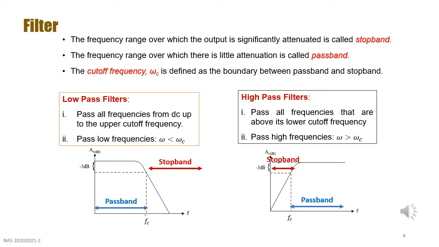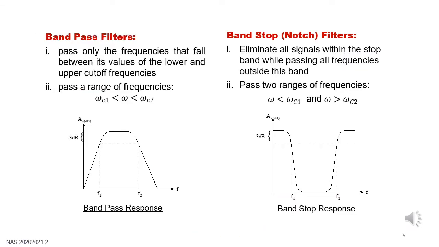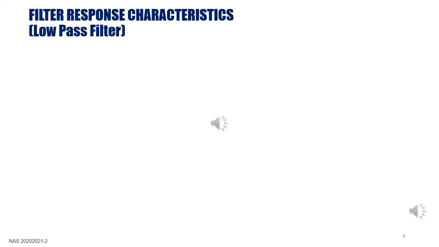On the other hand, the cutoff frequency is defined as the boundary between passband and stopband. Bandpass filter and bandstop filter are dependent on 2 cutoff frequencies. Bandpass filter accepts frequency components or signals within its cutoff frequency limits, while bandstop filter removes signals in between its cutoff frequency limits.